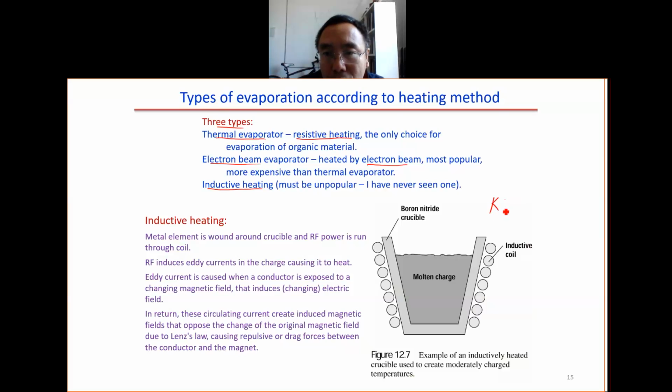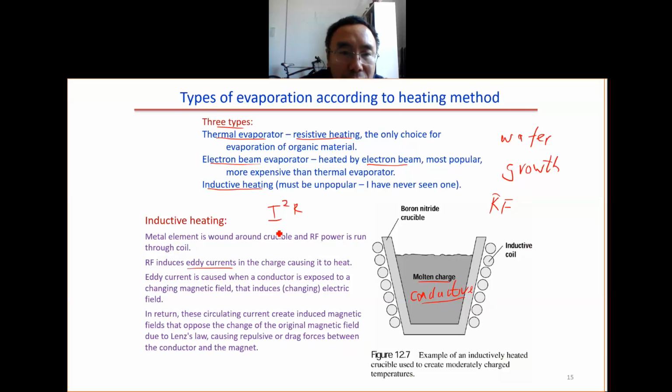When we have a high frequency coil, like a radio frequency coil, this is similar to the case when we do the wafer growth. If you remember, in chapter 3 on wafer growth, we talked about heating by the inductive coil. The material here needs to be conductive. If the material is conductive, it will induce eddy current, and then you have heating by the eddy current times the resistance. But this one is not popular.